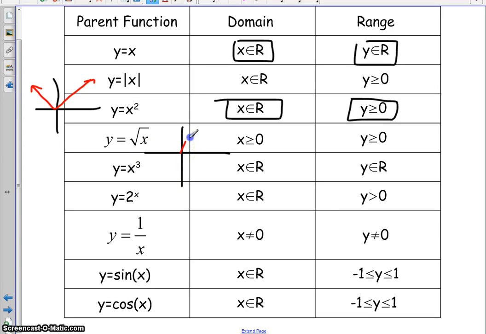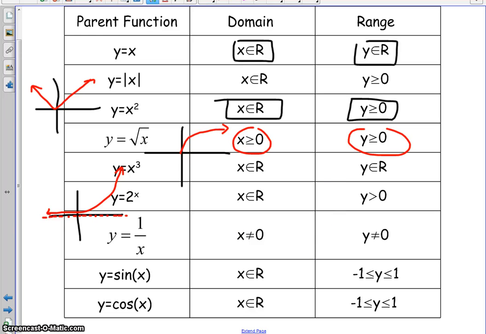Okay, reminder that looks something like this, like the top half of a sideways parabola. So you have this for your domain and range. 2 to the x is an exponential function. We're going to look at a lot more of those later on in the course. It looks something like this. And picture there's an invisible line called an asymptote. The graph gets infinitely close to but doesn't actually touch. So your range is simply y is greater than 0, not greater than or equal to 0.